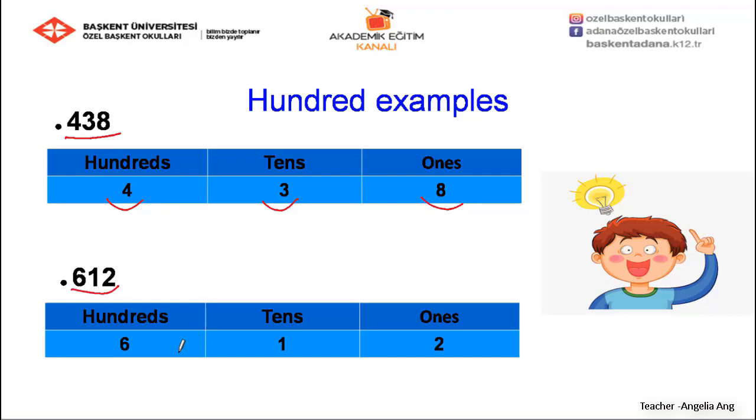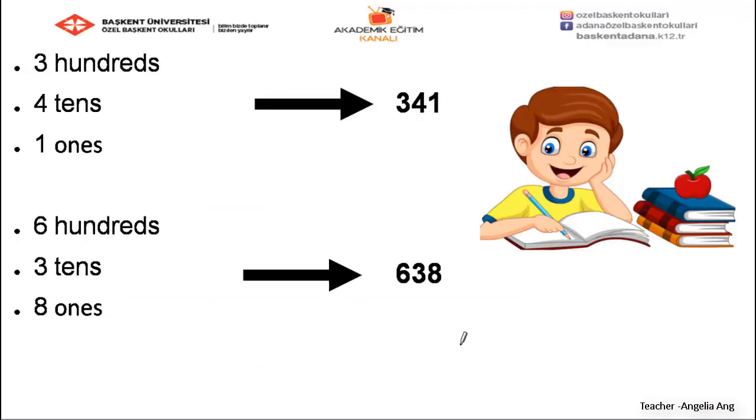612. It breaks down into 6 hundreds, 1 tens, and 2 ones. Look at this. You are given the place value here. 3 hundreds, 4 tens, and 1 ones. The number is 341. Let's look at the next example.